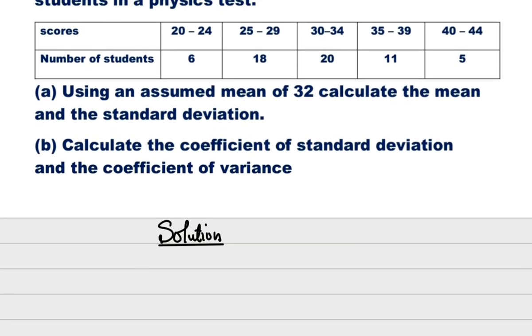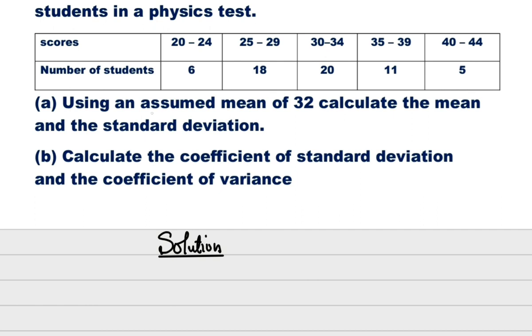Solution now. If you check the question, the first thing we are asked is to find the mean, using an assumed mean of 32. So that is what I'm going to start with.